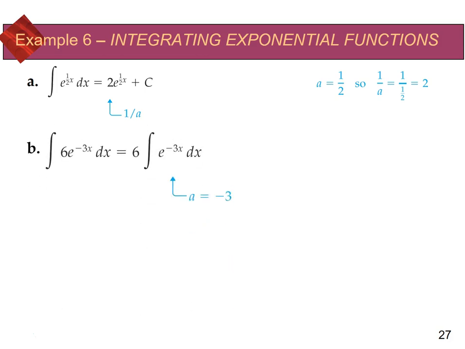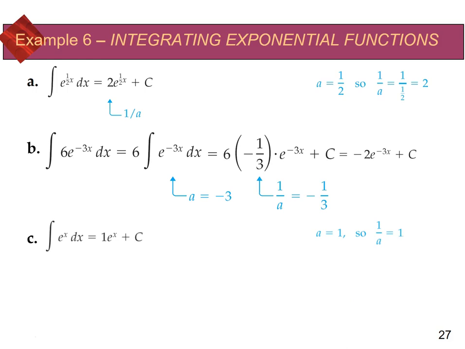If I have the integral of 6 times e to the negative 3x, I can move the 6 to the outside. I'm going to look at a equaling negative 3 for this. So when I integrate that, I'm going to end up with 1 over negative 3, which is negative 1/3 times e to the negative 3x. And then when I do some simplifying, I end up with negative 2 e to the negative 3x plus c.